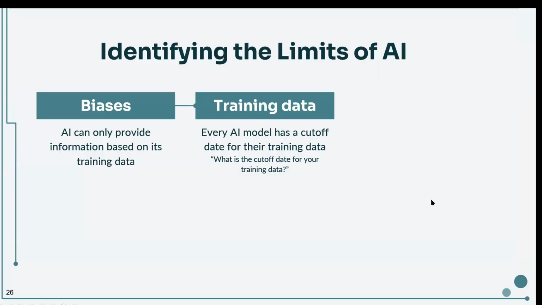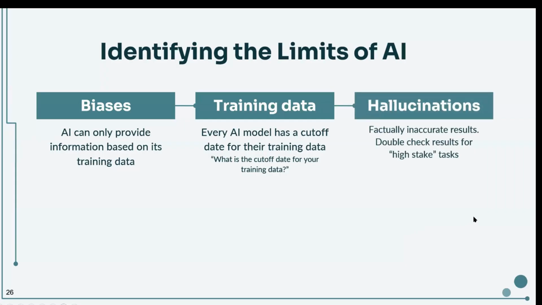So let's talk more about hallucinations. Factually inaccurate results. Double check your results for high-stake tasks. Okay. So what are hallucinations? When people talk about AI hallucinations, I think they're changing the name. They don't want to call it hallucinations anymore. I think the term that they're trying to normalize now is discombobulation, which just rolls off the tongue much better than hallucinations. What is a hallucination?